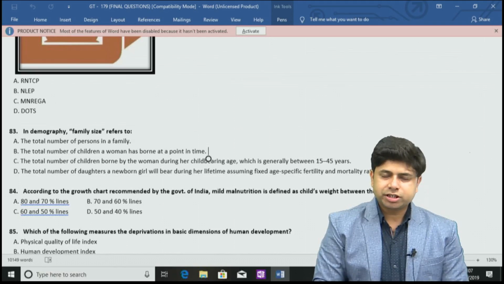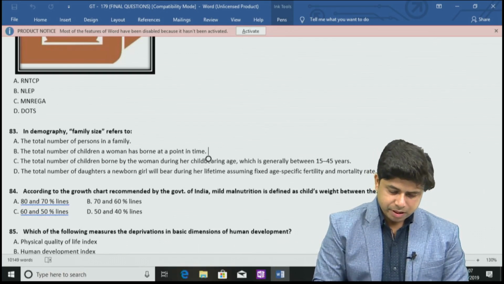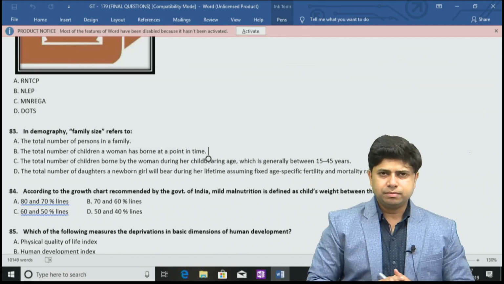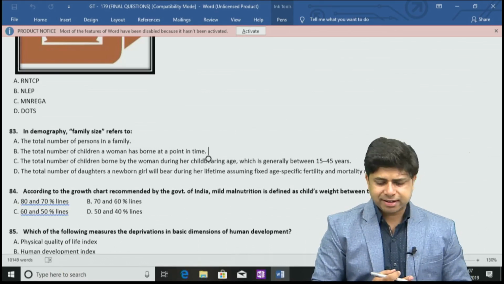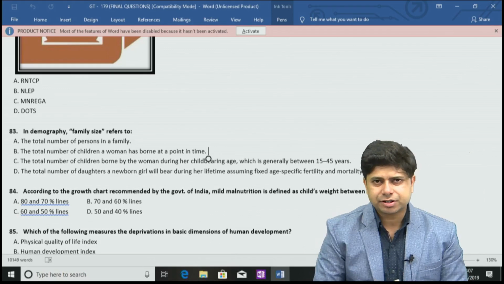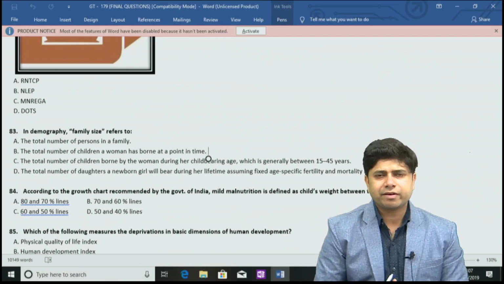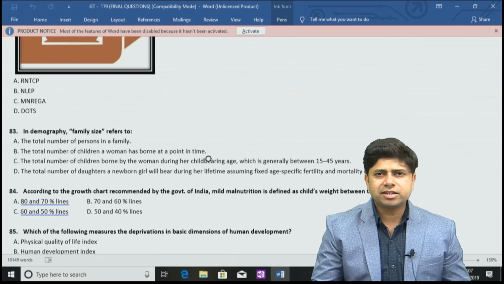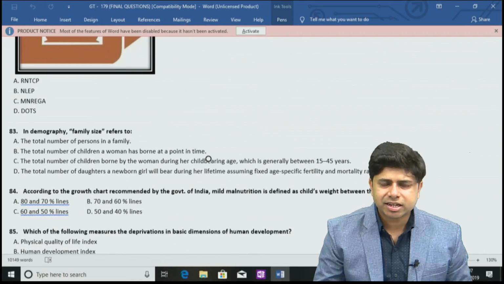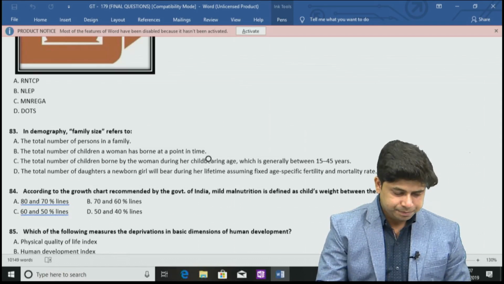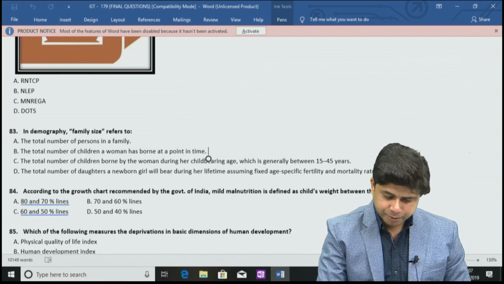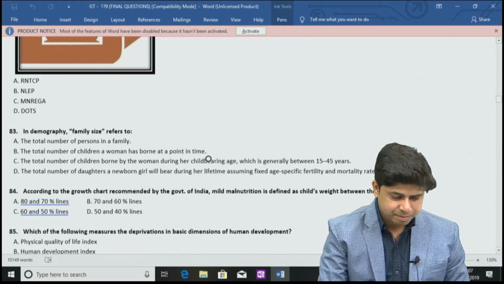Let's go to the next question, which is question number 83. It says the demography family members refers to. So in case of family size, in normal day-to-day language, what do we mean by family size? It is the number of individuals who constitute a family. But in case of demography, it is not the total number of persons in a family, it is the total number of children a woman has born at a point in time.